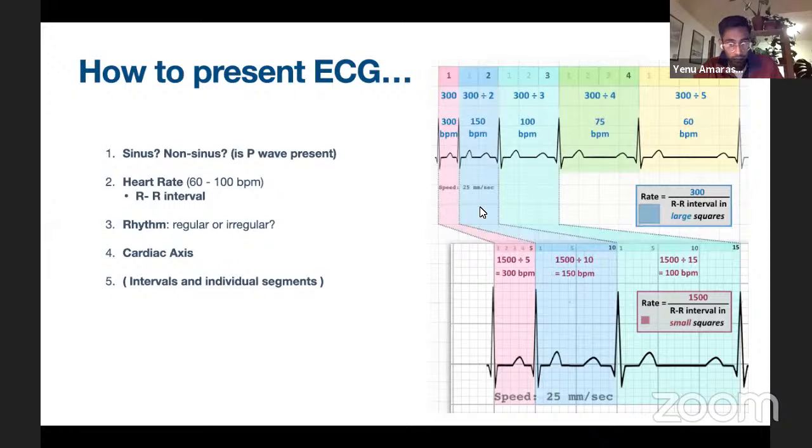The speed is normally given at the bottom right corner or one of the corners of the ECG paper. And if it is not on the right speed, you should look to correct it. 25 millimeters per second is the correct speed. If there's anything I'd like you guys to take away from this lecture, it'll be the structure of presenting it. And now I'll just go on to some examples.